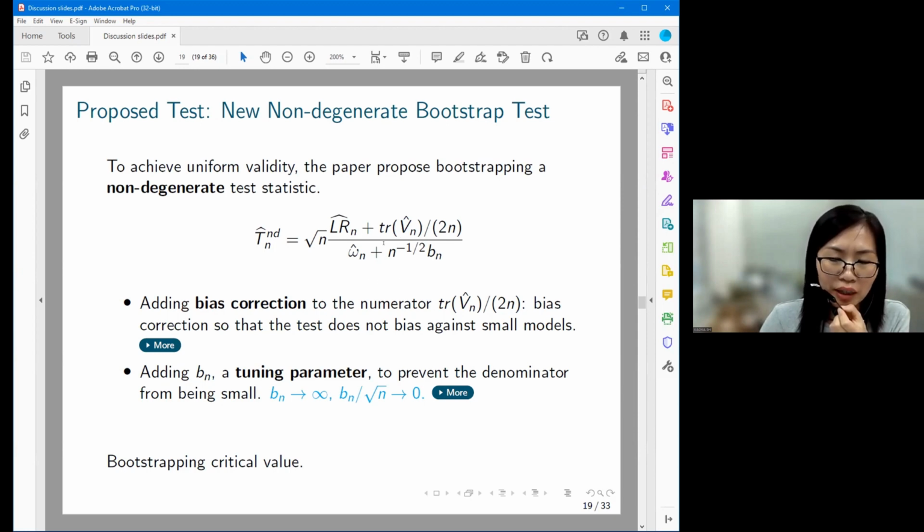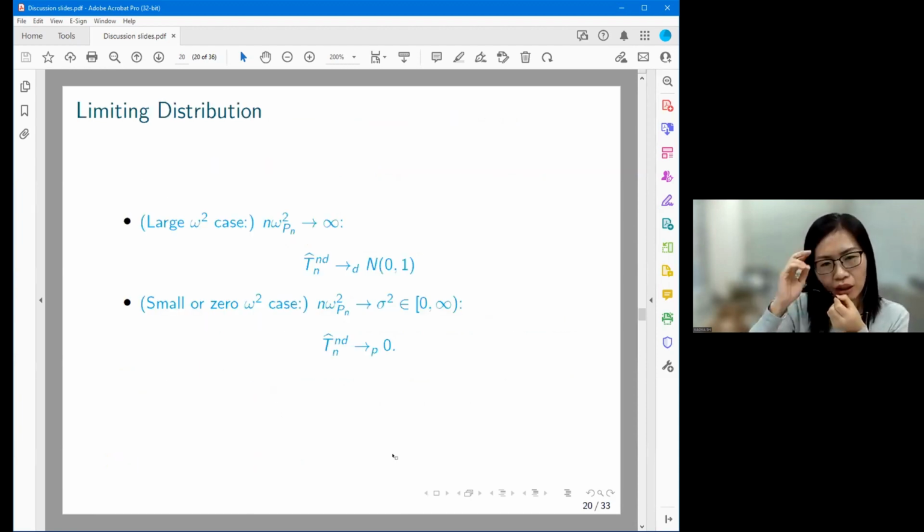And at the bottom, in the denominator, Eric adds a tuning parameter, 1 over square root n times bn, where bn goes to infinity slower than root n. That tuning parameter prevents the denominator from being too small. And Eric is going to bootstrap this test statistic to get the critical value. So let's see what the asymptotic behavior of this modified non-degenerate test statistic is.